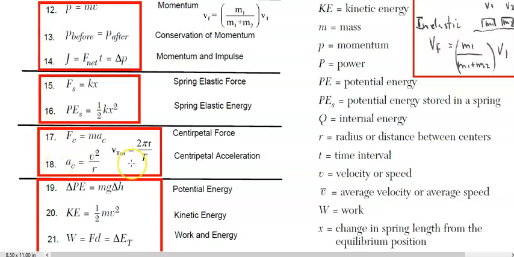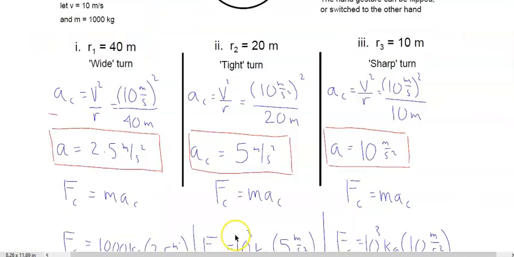Recall that we're going to be using equations 17 and 18 to solve this problem. And don't forget that we will also be using the V-tan equation, 2 pi r, circumference, divided by period around. This is no longer on the reference table, but I put it here for your convenience. To find the centripetal acceleration, we're going to use the formula v squared over r. And since we know that the v will remain constant at 10 meters per second, but only the radius will change from 40 meters to 20 meters down to 10 meters, we will change that radius in the problem.